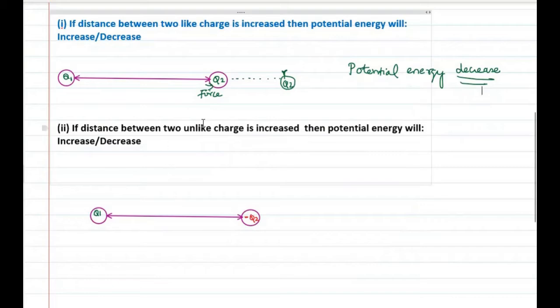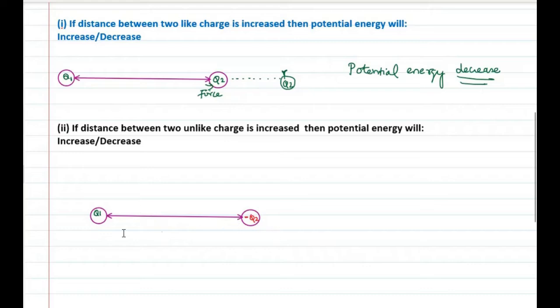Now consider the distance between two unlike charges, Q1 and minus Q2, one positive and one negative, is increased. Will the potential energy increase or decrease? What is the force between the positive and the negative? You have an attractive force. Both get attracted. Now you are increasing the distance, moving this to some other location on the axis.